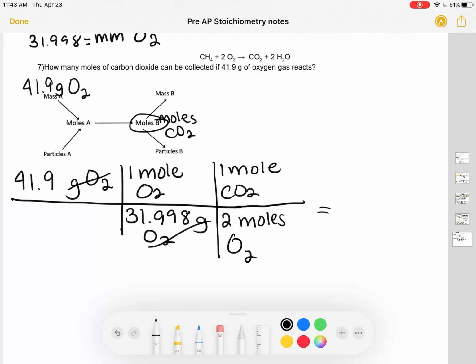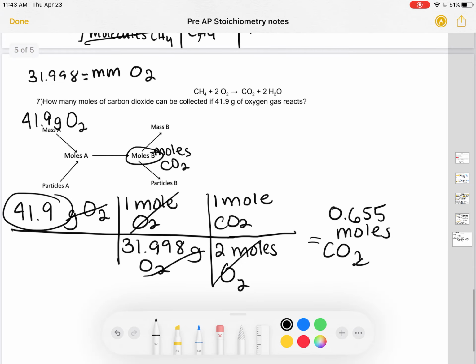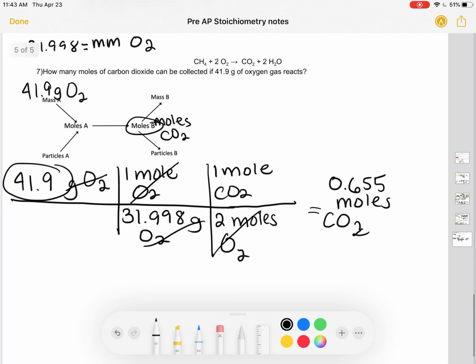So the answer here, what we'd be doing is 41.9 divided by 31.998 and then divided by 2. And our answer will be 0.655 moles of carbon dioxide, CO2. I didn't write things down. There we go. So that is going to be your notes today for stoichiometry.